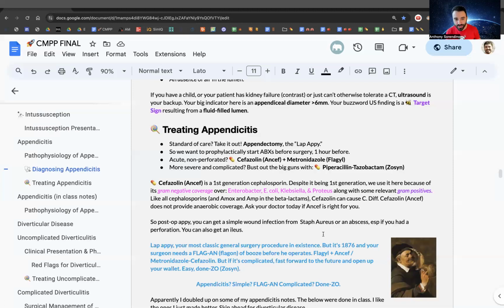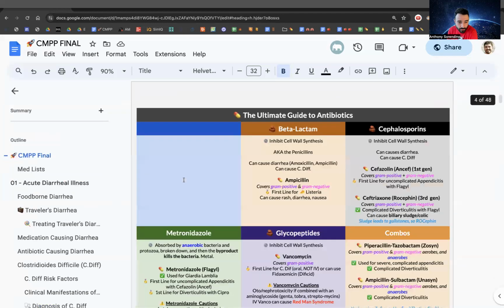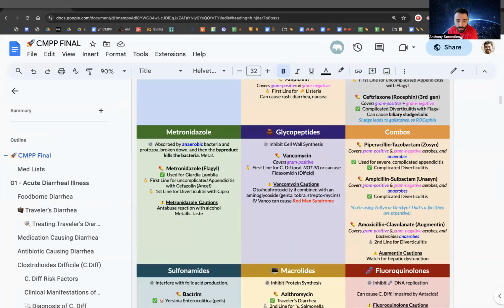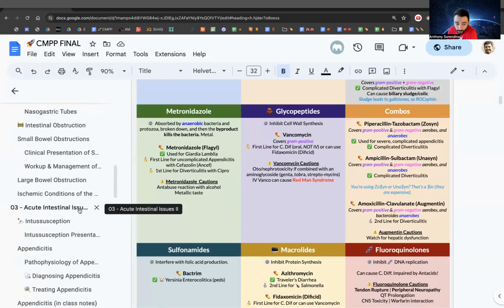Oh, I have a crazy mnemonic for this. If it's acute and non-perforated, so it's just a simple procedure, you're going to use cefazolin and metronidazole. So that's a cephalosporin, I believe, a first generation, and then metronidazole, Flagyl, for your anaerobes, right? I should probably know that. Pretty sure. Yeah, Flagyl is the one that's absorbed by anaerobic bacteria and broken down, and then the byproduct kills bacteria. So there you go. Just don't forget the Antabuse reaction with alcohol and the metallic taste.